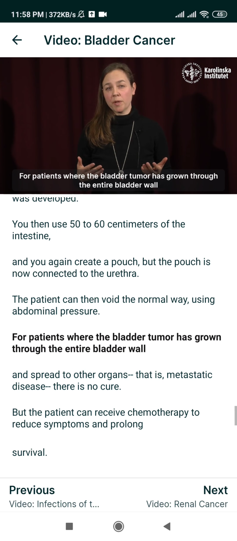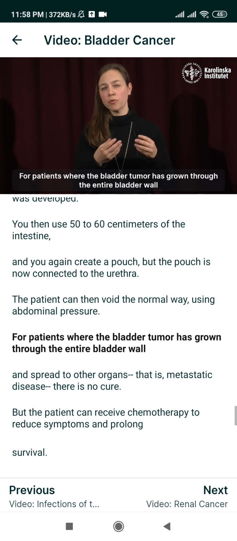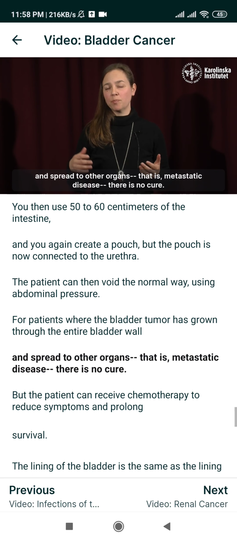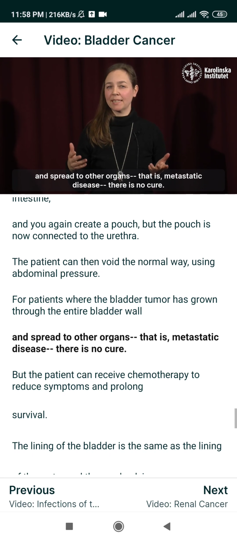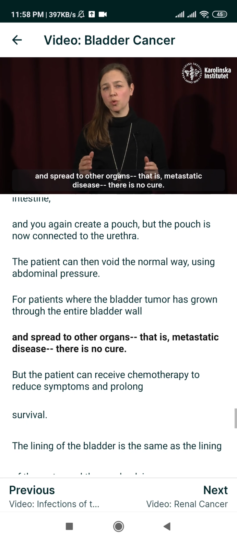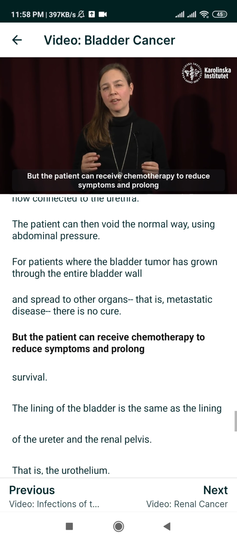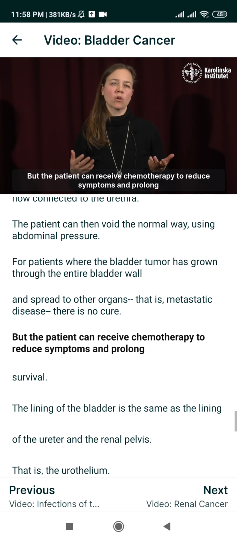For patients where the bladder tumor has grown through the entire bladder wall and spread to other organs, that is, metastatic disease, there is no cure. But the patient can receive chemotherapy to reduce symptoms and prolong survival.